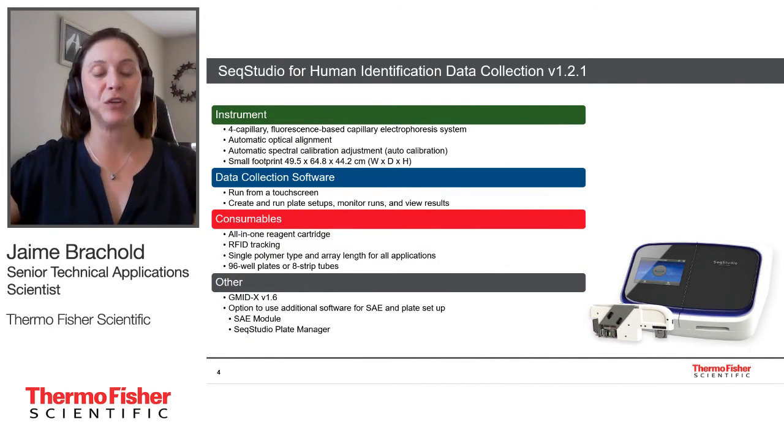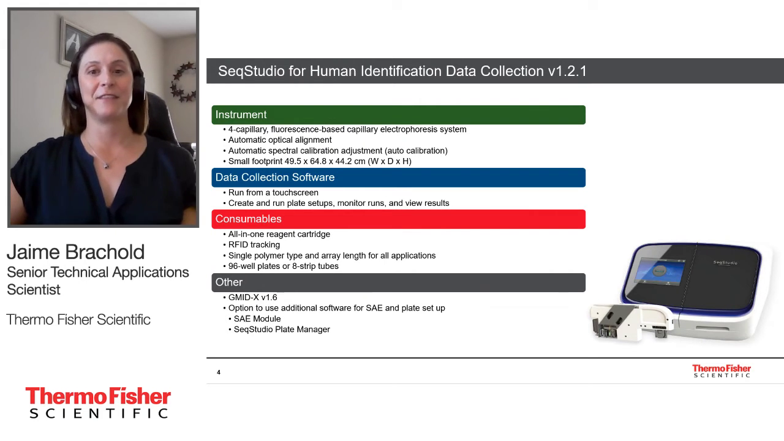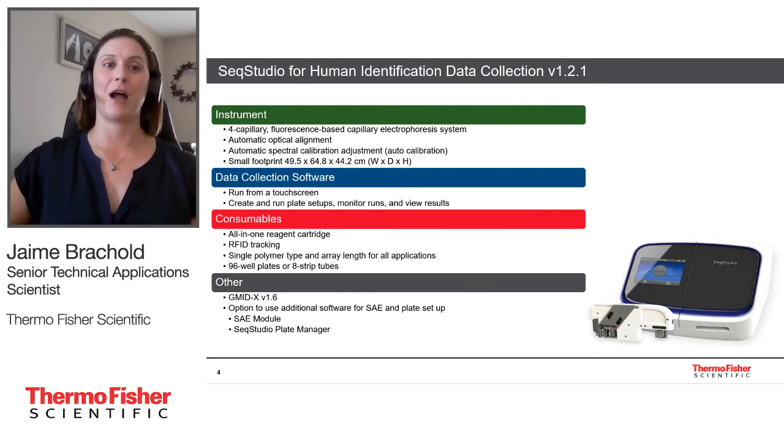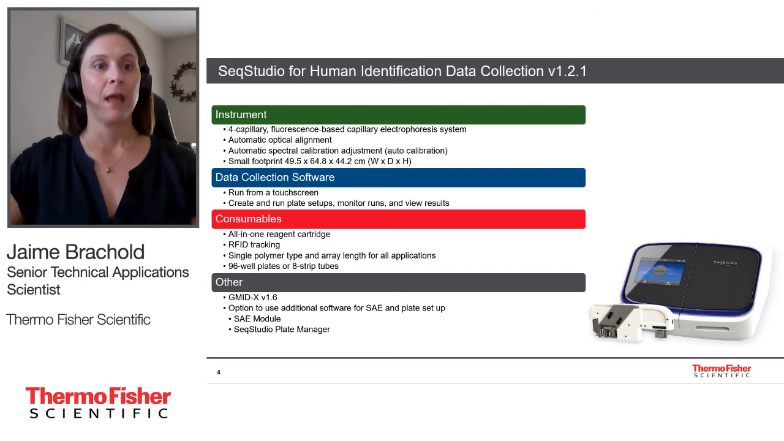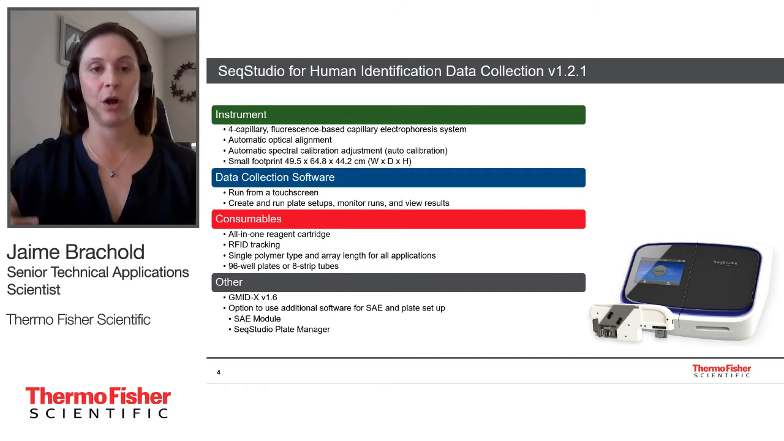Talking a little bit about the SeqStudio, which is our newest CE instrument. For those that don't know, the SeqStudio is a 4-cap CE instrument. A couple ways that we're going to save time with this instrument is there is an automatic optical alignment, meaning that when the capillary is installed on the instrument, the spatial is automatic, so no need to run that manually. There's also an automatic spectral calibration adjustment, or also called in the literature auto calibration, and we're going to be talking more about that feature.